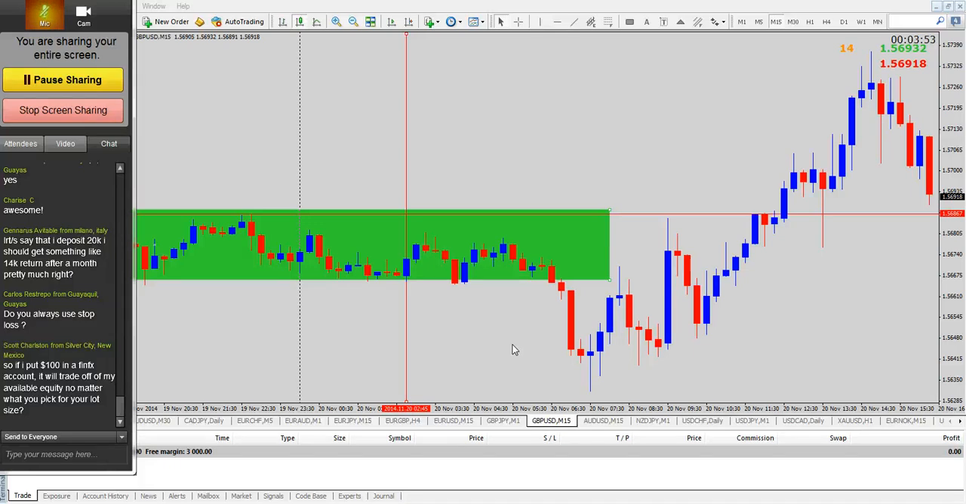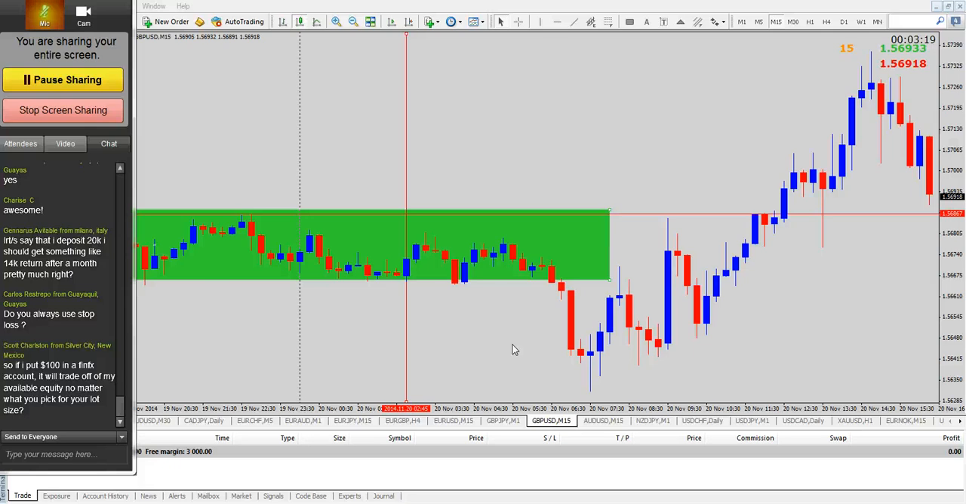Scott, if you put 100 in a FinFX account, it will trade off your available equity no matter what. I pick, you're absolutely right. My system, my program, will look at your equity and take the right size according to it. I will dictate in my system, say, 5%. So when I take a trade, it will look at your equity and take an appropriate size trade that won't risk more than 5% in your account.